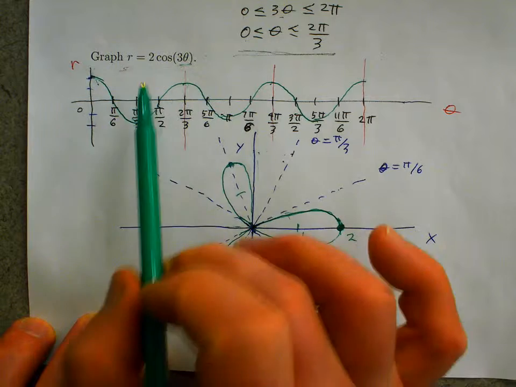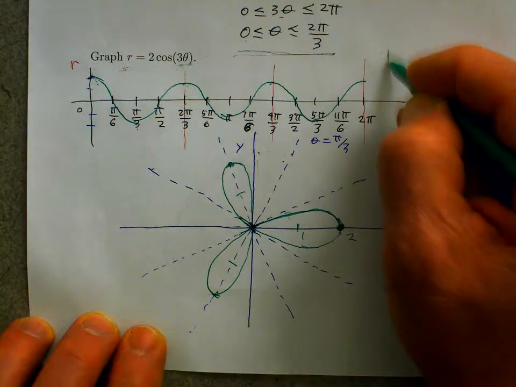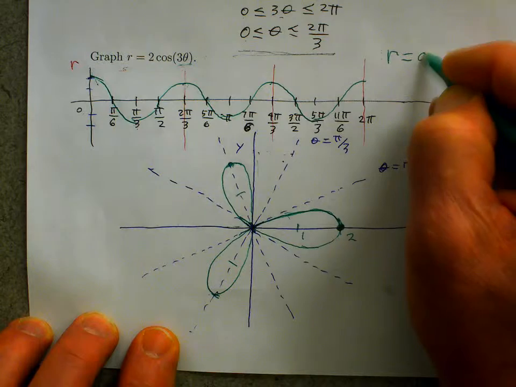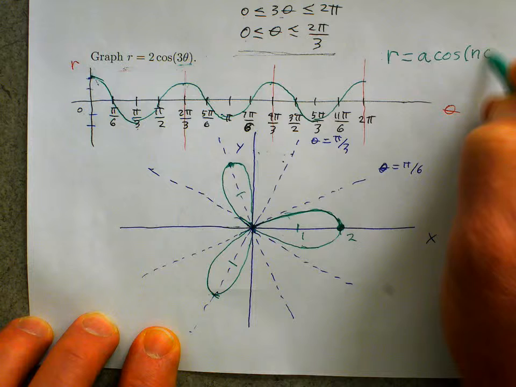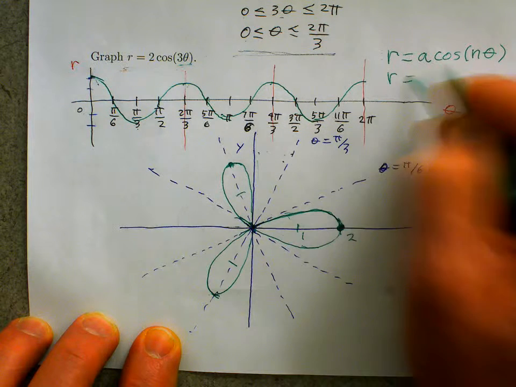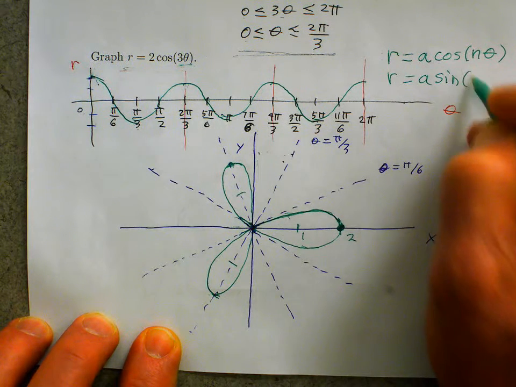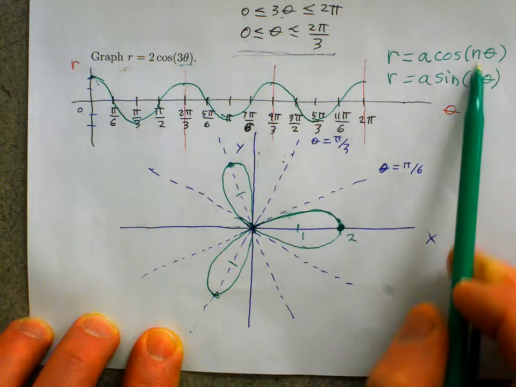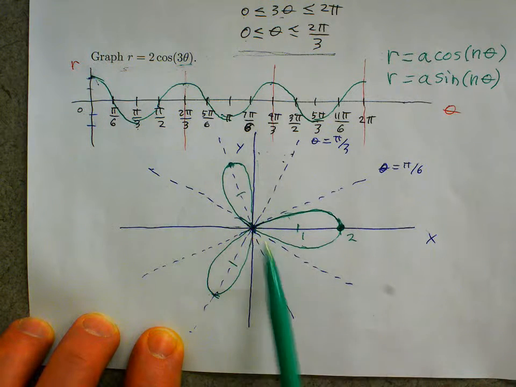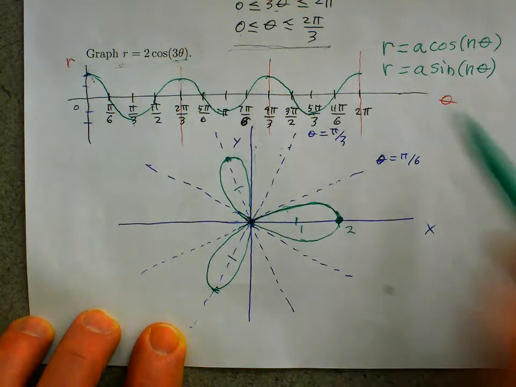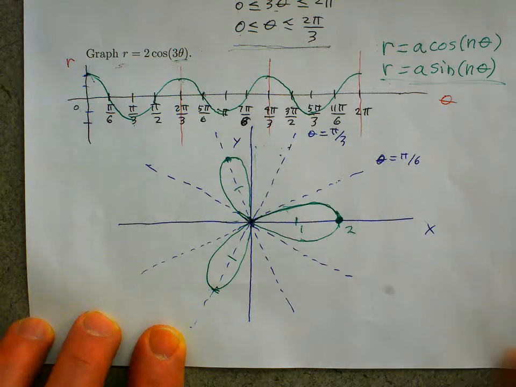But whenever you have something of the form r equals a times cosine of some positive integer n theta, or r equals a times sine of n theta, then whether the integer n is odd or even will determine how many loops there are. And a little bit later, if we don't run out of time first, I'll explain that in a little more detail. But for now, let's move on to the next page.